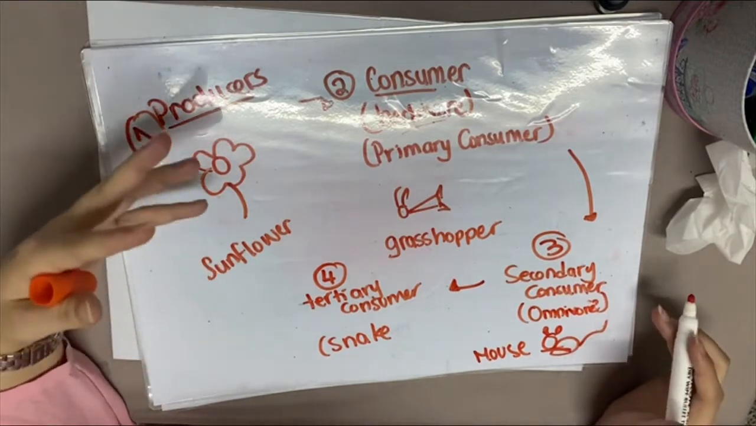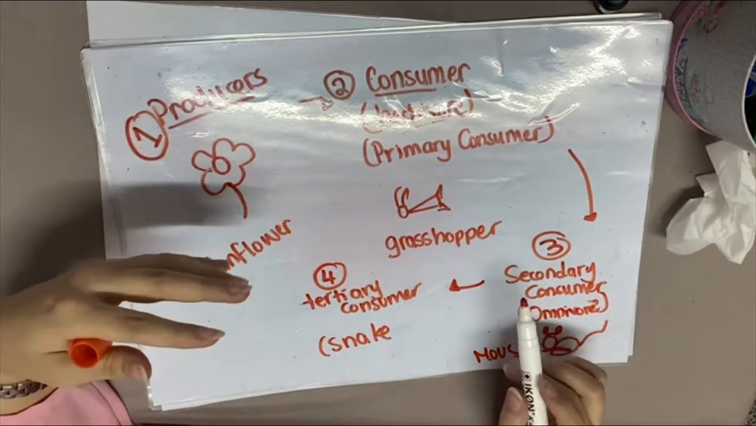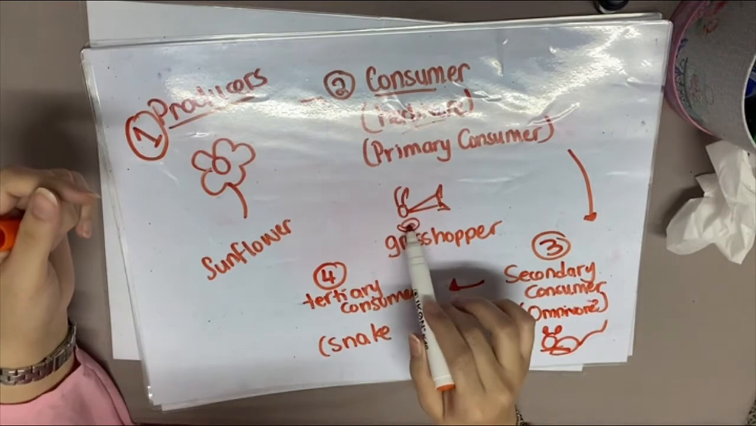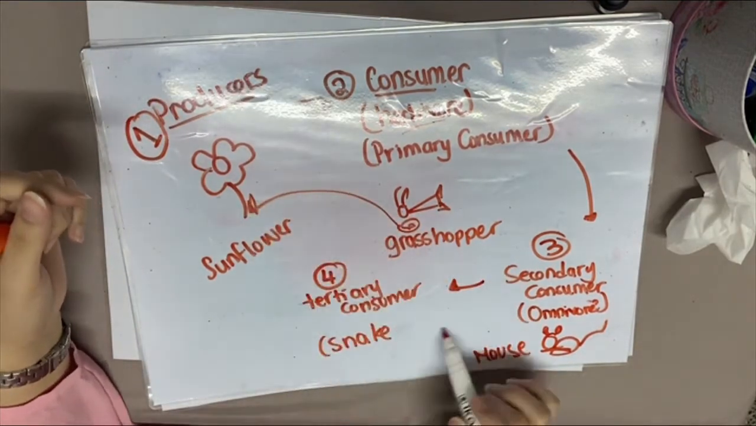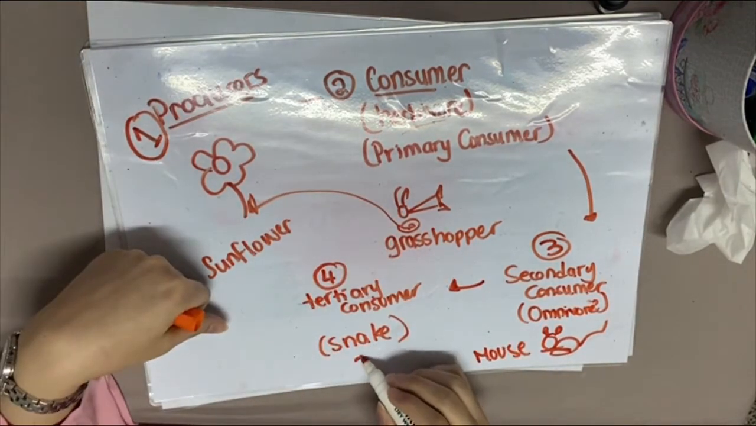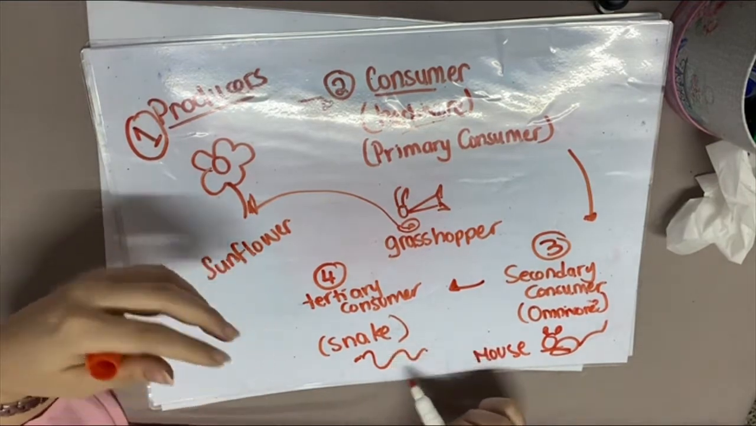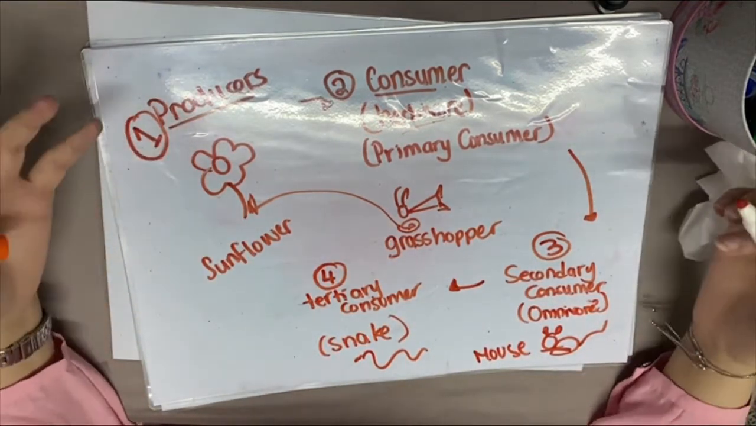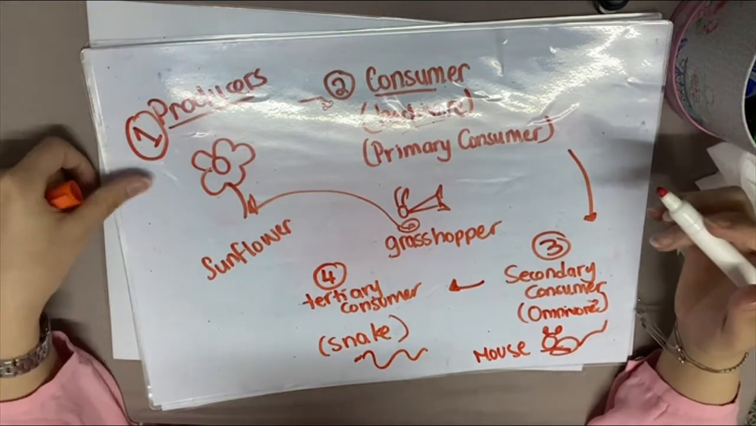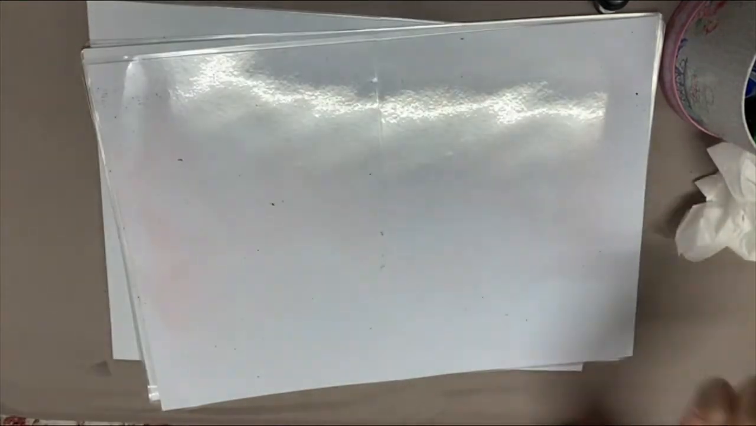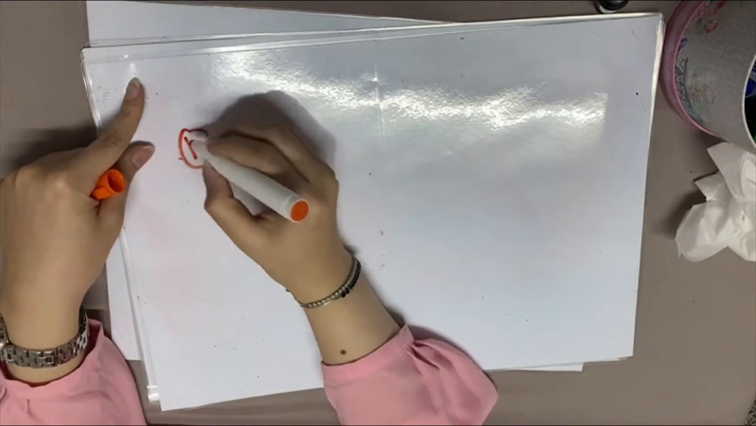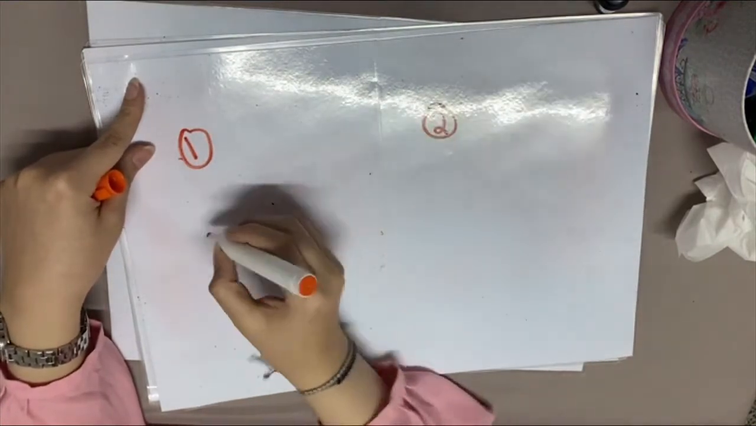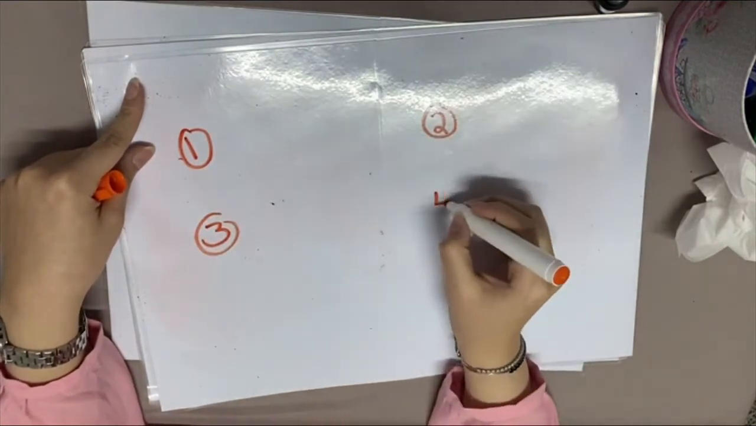So when the snake eats the mouse, part of the energy that the mouse got from the grasshopper that ate the sunflower is transferred into the snake. So this snake gets energy from all these. But think about it. This helps us learn what? Well, let's look at the stages of a food chain. We have 1, 2, 3, and 4.